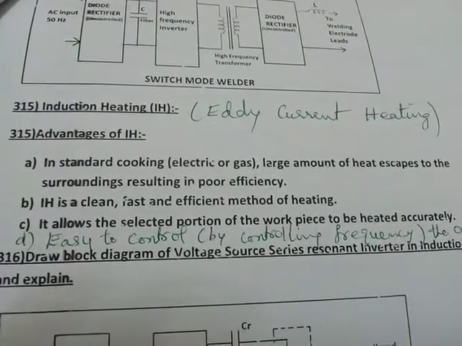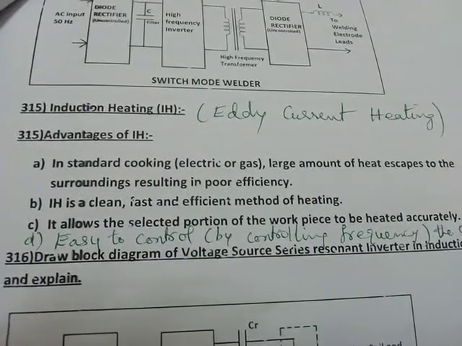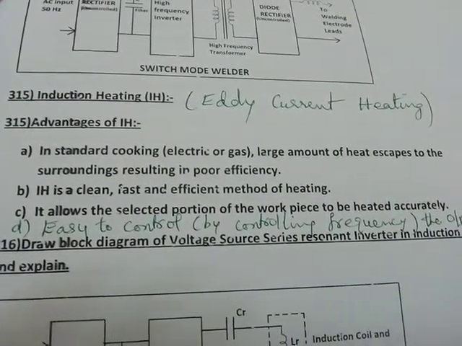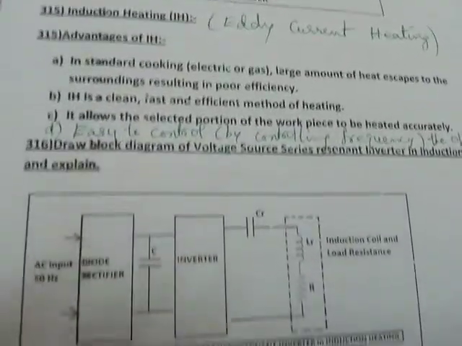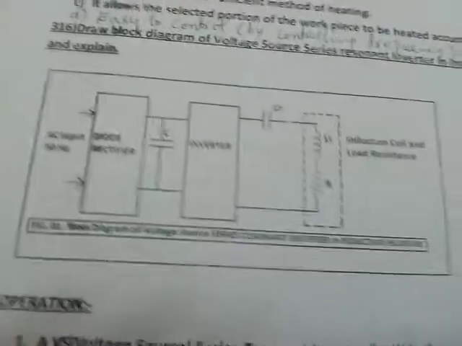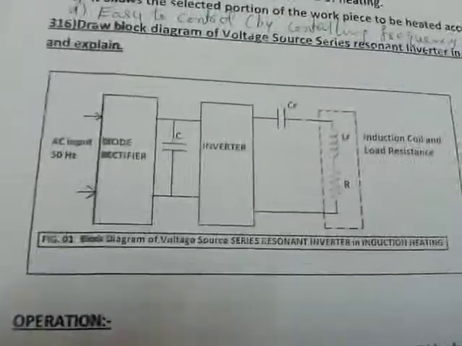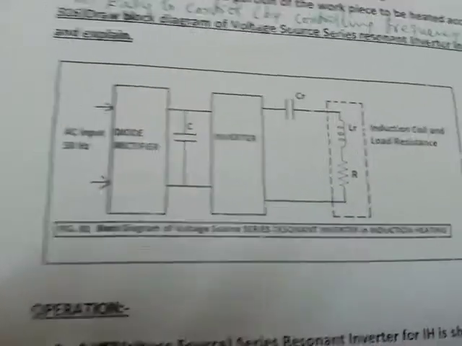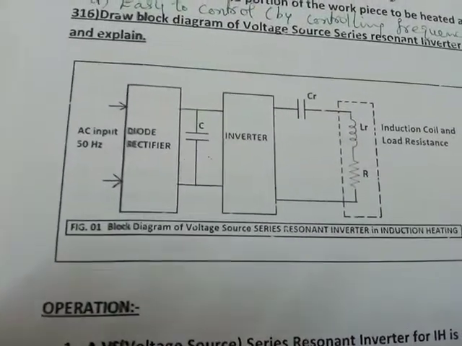Class 97: Induction heating. It is also called eddy current heating. See, the circuit is like this. You have first a rectifier. The input AC 230 volts is rectified and then filtered.